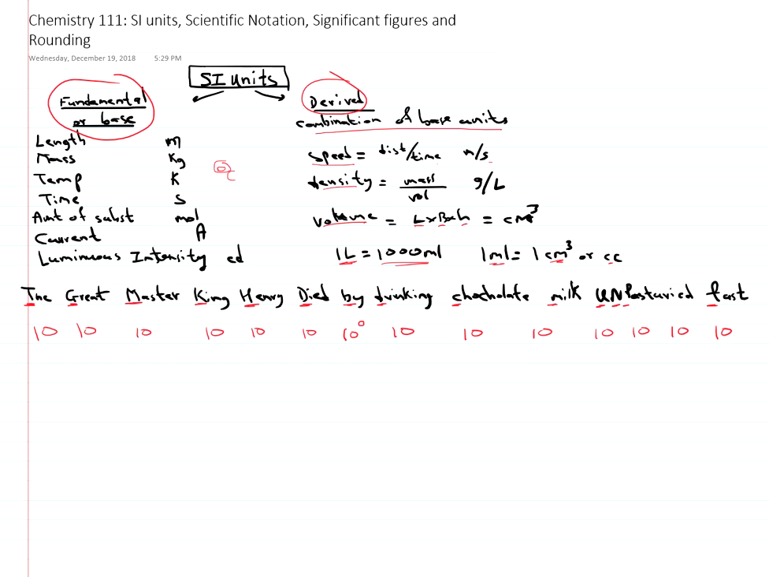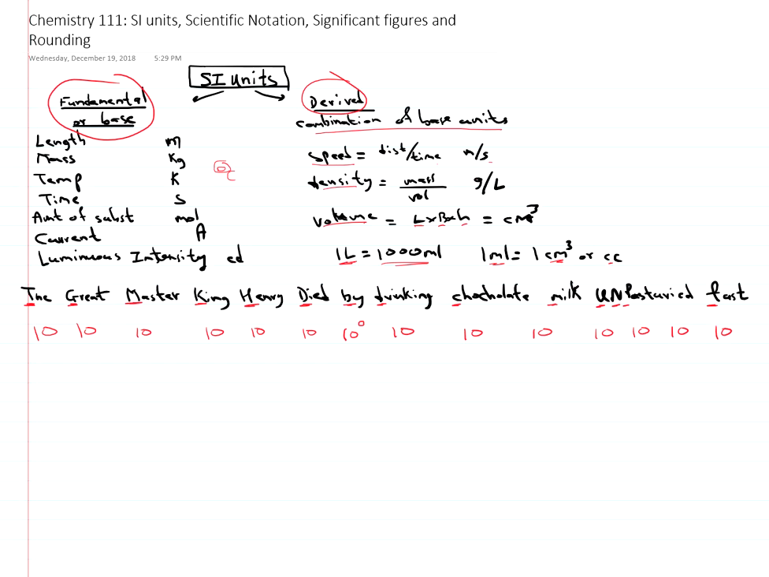The great master, King Henry, died by drinking chocolate milk unpasteurized fast. The first letter of each of these words would help you to remember what we are talking about.